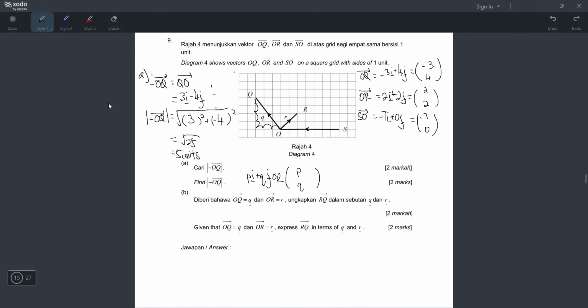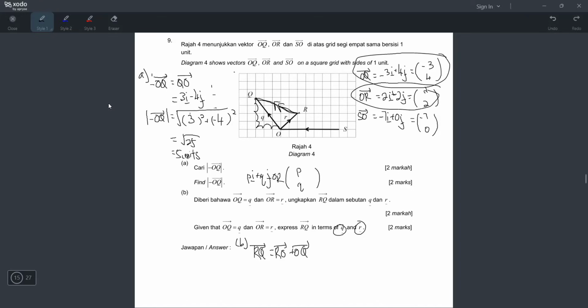Okay, now let's continue with B. Let's do it here. Given that vector OQ is Q, okay, I can see it. And then vector OR is R, they already labelled. Express RQ in terms of QR. So how to find RQ? Where's RQ? RQ is here, right? So how do we find this line, this vector? I can go RO, OQ, right? RO, OQ. But I don't think I can use this and this. I cannot get my RO and OQ from here, because they already say in terms of QR.